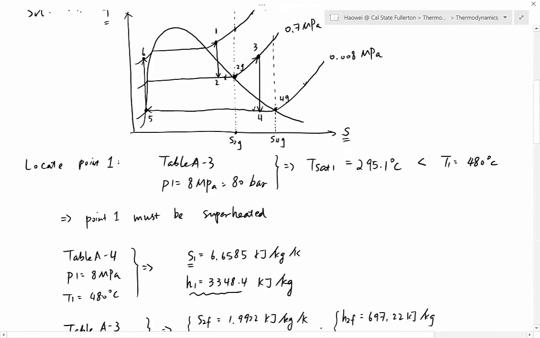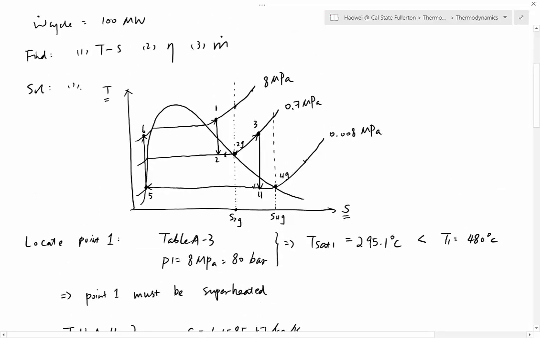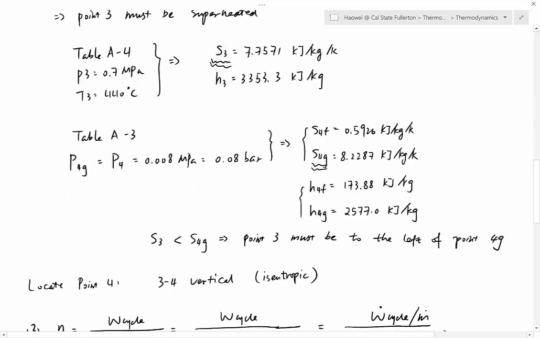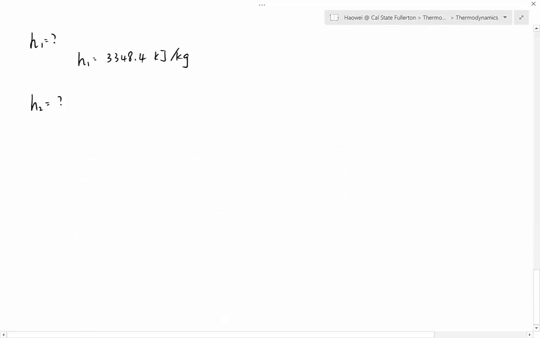Let's make a plan. If you take a look at this diagram, you can see number 2 is a mixture. So what's your plan to look for H2? You have to have quality X2. Okay, so our plan is I have to use quality. H2 is equal to (1 minus X2) times H2F plus X2 times H2G. You have to use this equation. H2F, H2G, I found those two from the table already. I just need to find X2. How do we look for X2? Same old method. We use a different property. What is the property we use? We use entropy.